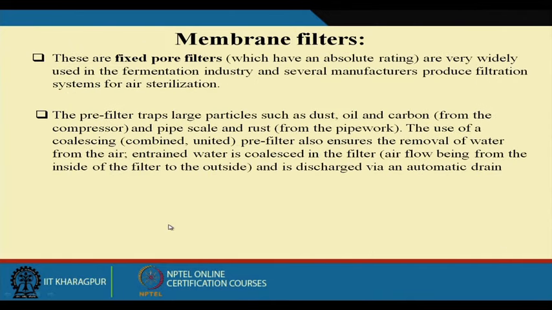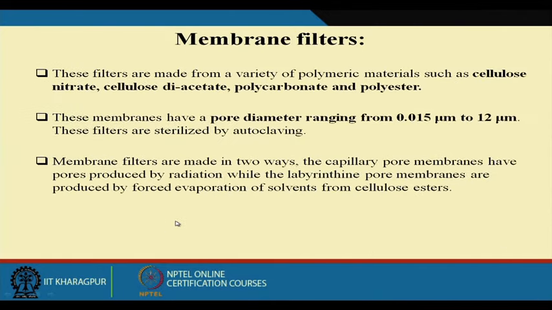And then the membrane filter, I already talked about it. Examples are cellulose nitrate and cellulose diacetate, polycarbonate and polyester. That is used, with pore size ranging from 0.05 micron to 12 microns. The only problem is that, as I told you, in the case of the membrane filter, life is very short, because maintenance cost will be very high.